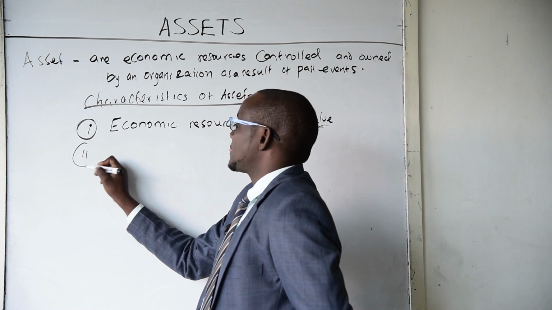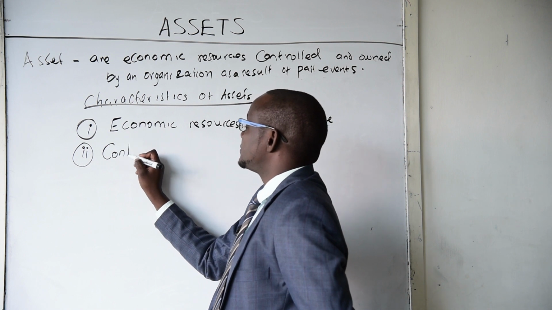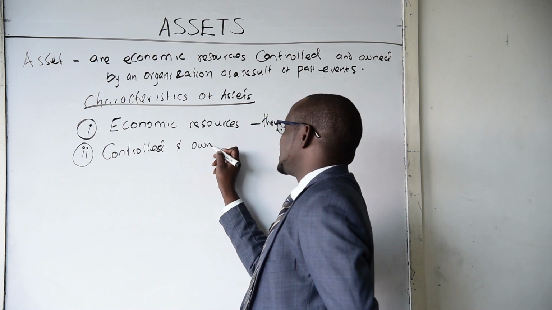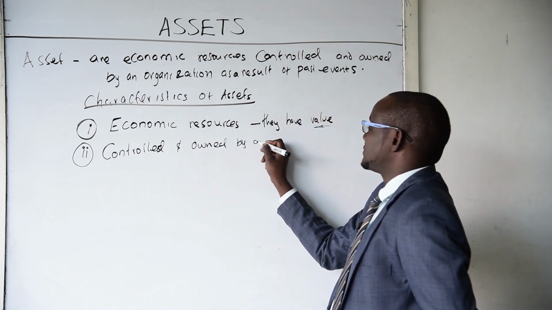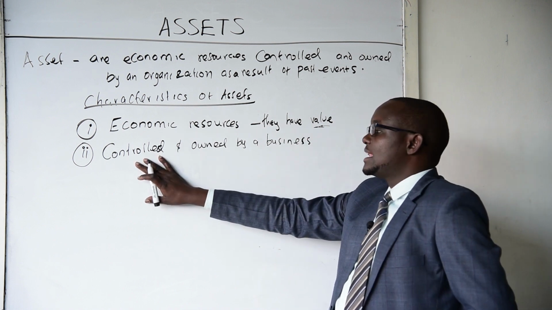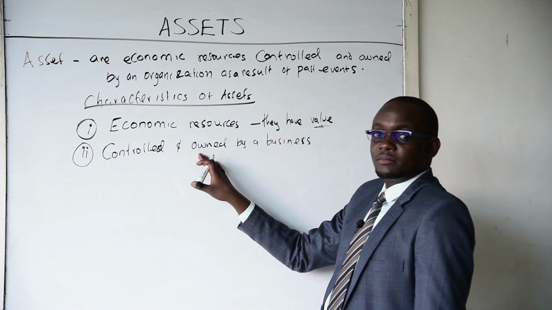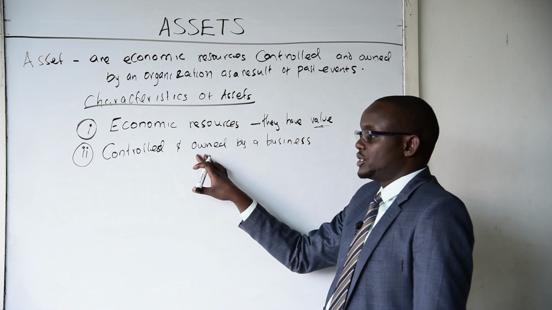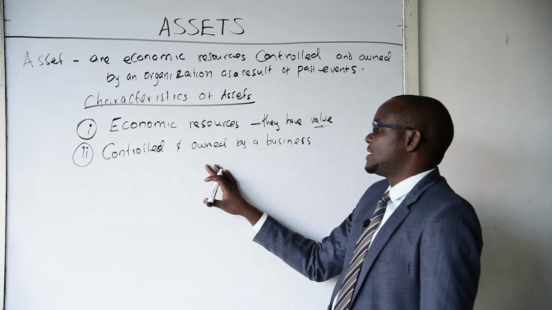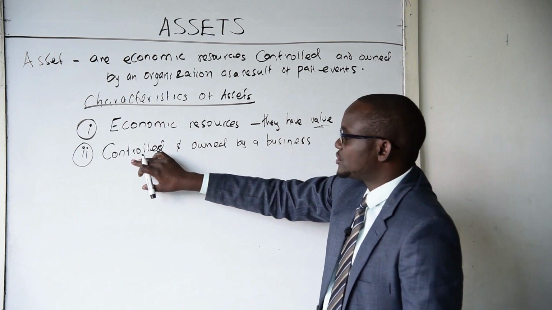We also say that in their characteristics, assets are controlled and owned by a business. For instance, if we have land, for it to be said to belong to a certain organization, it must be owned by that organization in terms of title deed. If it is a motor vehicle, it must be owned in terms of a logbook by the business. Then it must be used by the business. That's the element of control.